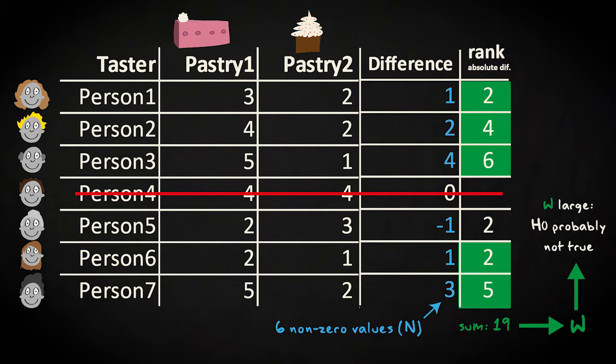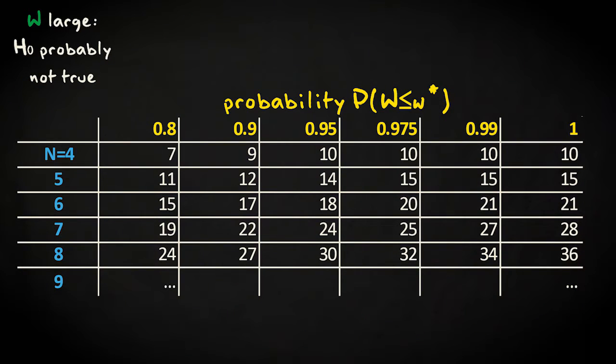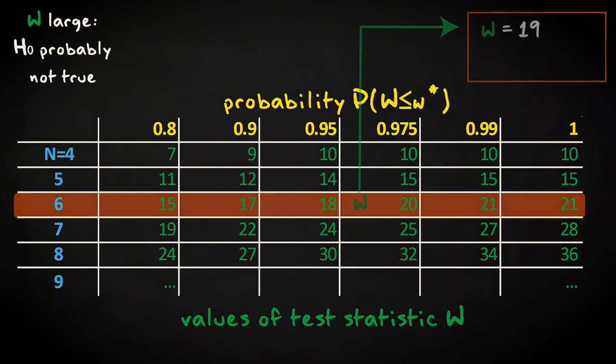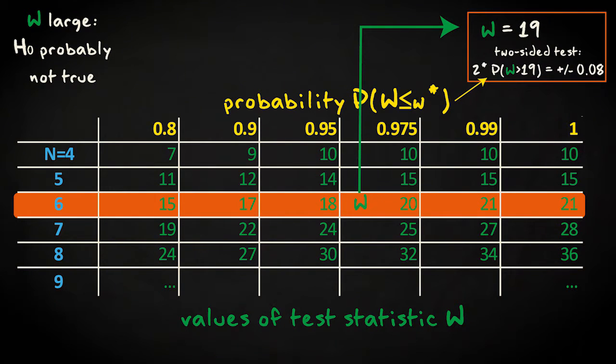The bigger the value of this statistic, the less likely that there is truly no difference between the average scores. By using a cumulative probability table or software, you can find the probability of encountering a given value W or higher with n non-zero observations. Because we are in this case interested in a two-sided test, this probability should be doubled.